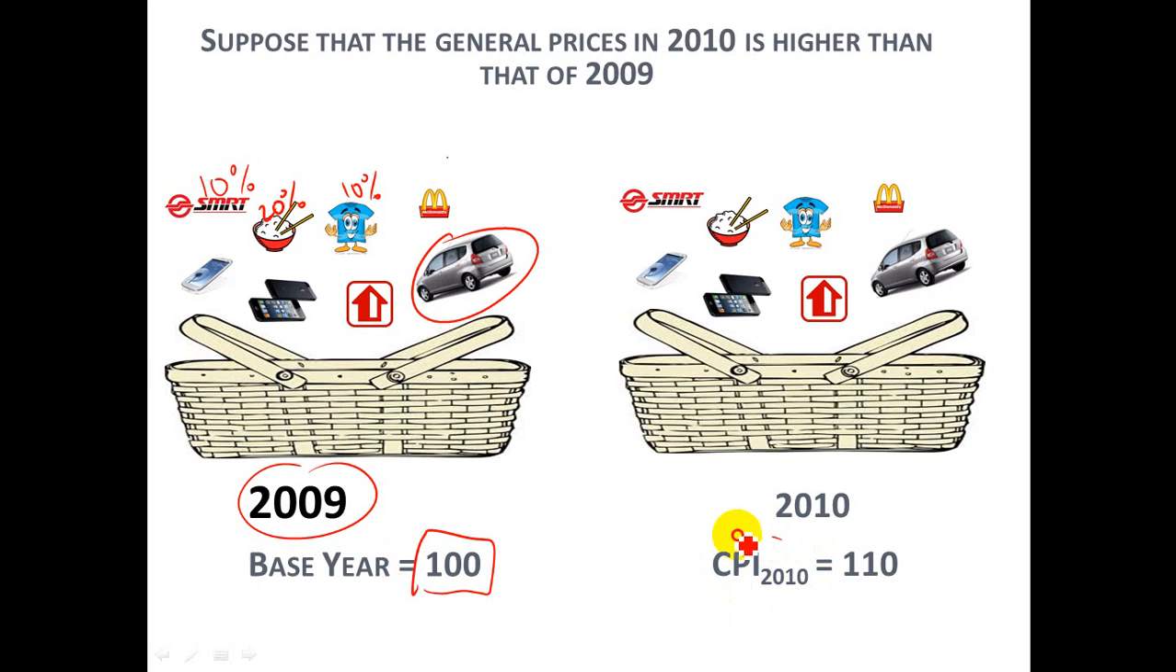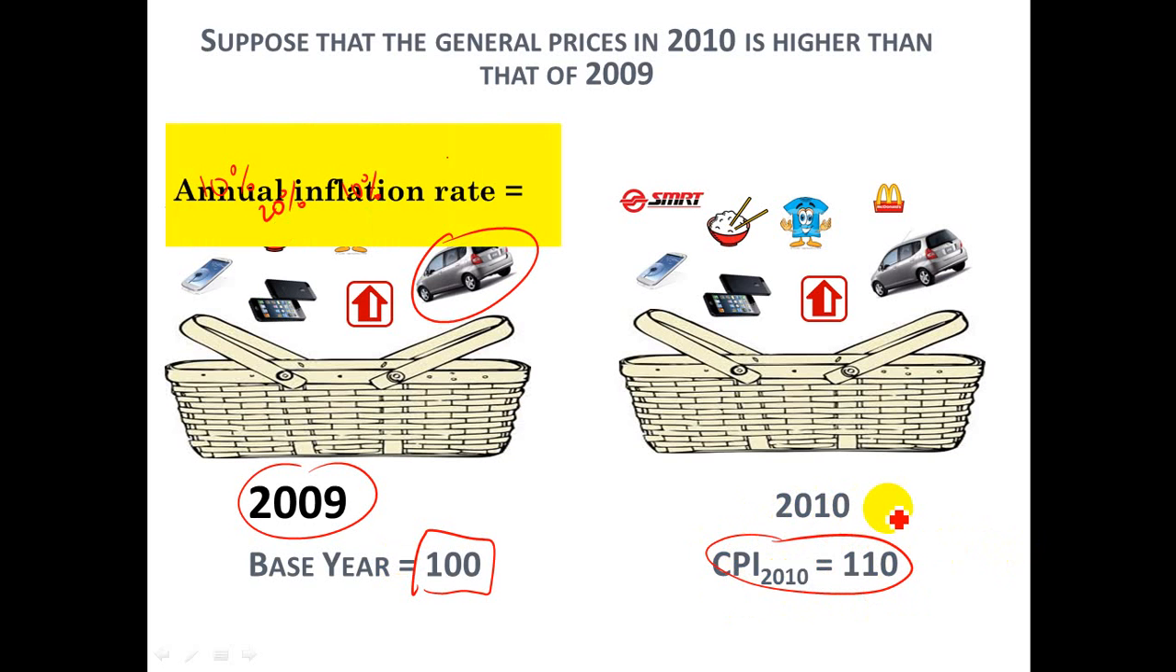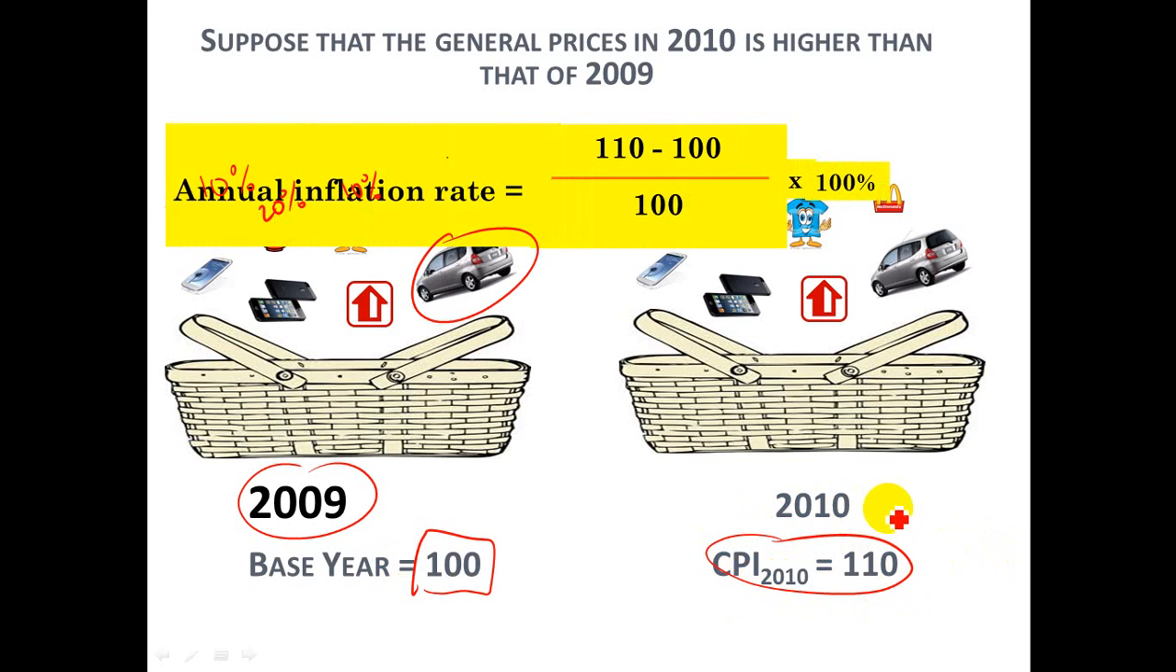And let's say in 2010, the CPI is 110, based on the economist's calculation. So what exactly is the inflation rate? The inflation rate will be equivalent to 110, the new figure, minus the old figure over the old figure, times 100%. And how do we get these figures? They are actually the CPI. You use the Consumer Price Index to calculate the inflation rate, and that is how the inflation rate is measured. So 110 minus 100 over 100 times 100% would be 10%.